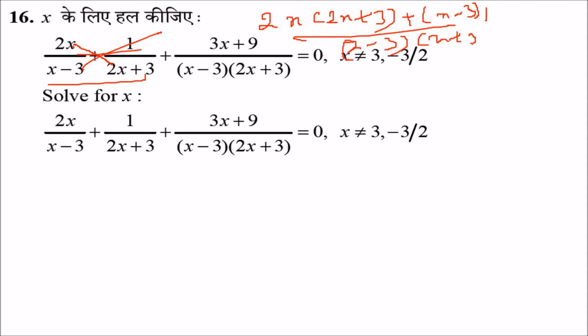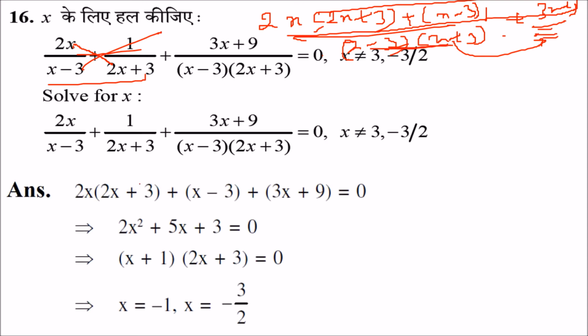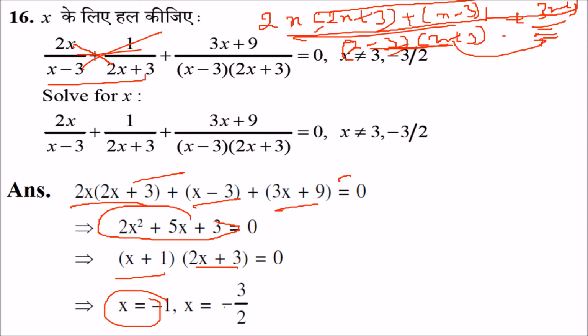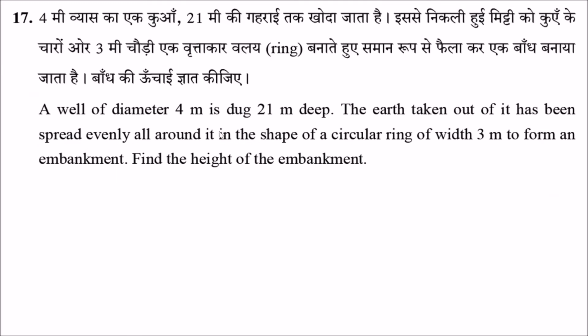2x plus 3, plus 3x plus 9 by the same term. Since these terms are the same, we can just add all these and equate it to 0, because the denominator cannot be 0. So we are just doing 2x into 2x plus 3 plus x minus 3 plus 3x plus 9 equal to 0. You can solve this quadratic equation by factorization, x plus 1 into 2x plus 3, x becomes minus 1, x becomes minus 3 by 2.